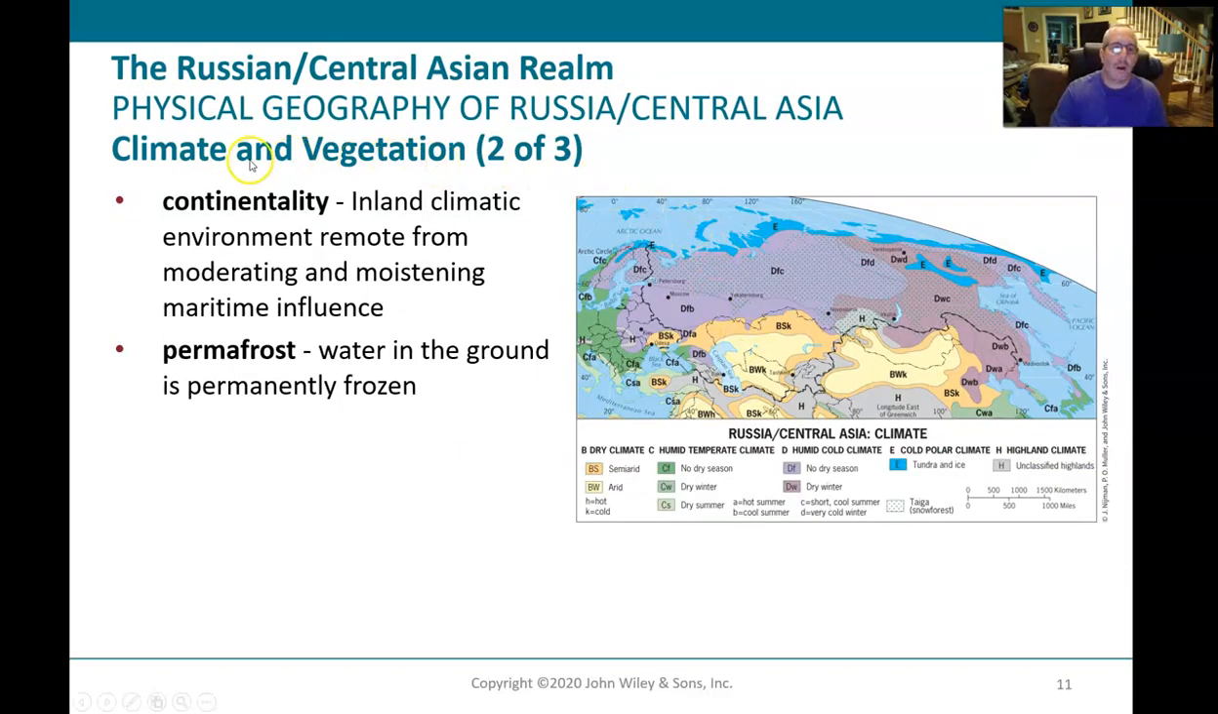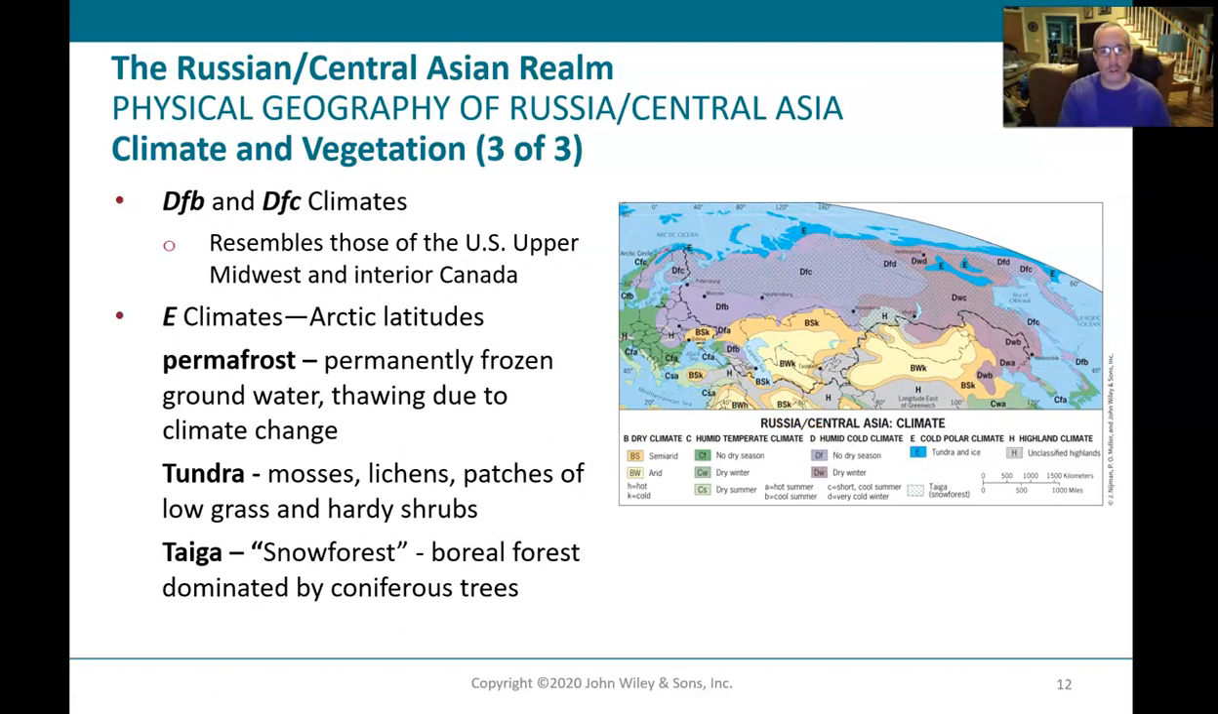And here is that term that I just described in the previous slide, continentality. That is when the inland climate, like I said, you're getting away from that ocean influence. It's more of a true climate for that latitude. It's not being affected by the oceans whatsoever. And permafrost, I mentioned, is when the water in the ground is permanently frozen, so you can't really dig a hole in it. You get ice almost immediately.